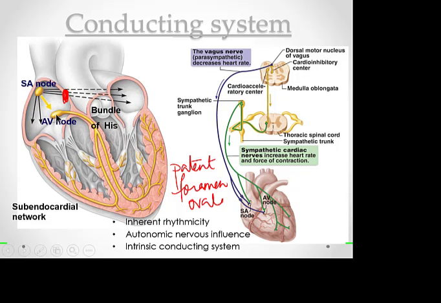From the AV node, again, specialized fibers collect together as a bundle, which is called the bundle of His. Notice how the bundle of His travels in the interventricular septum, and while it's there, it will divide into two branches, the right bundle and the left bundle, to go to the right and left ventricles. Then it goes just under the endocardium and spreads out as Purkinje fibers. These are all Purkinje fibers, which is called the subendocardial network. So this is the intrinsic conducting system.